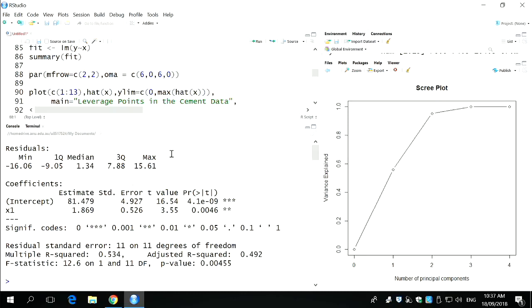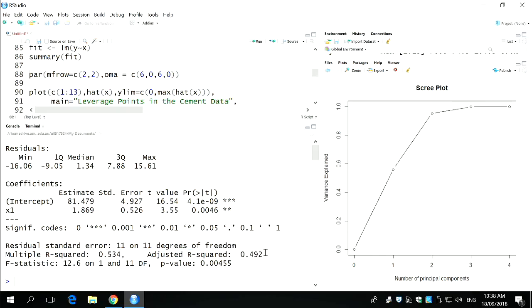When you've only got one x, this business where there's collinearity and you have to worry about who does what to whom doesn't apply. x1's the only one in the game, so if it affects y, you'll know, and we can tell here. So it tells me that the model is y is 81.5 plus 1.8 times x1. The multiple r squared is the number I'm going to look at, 0.534. The adjusted r squared is 0.492, so they're both about a half.